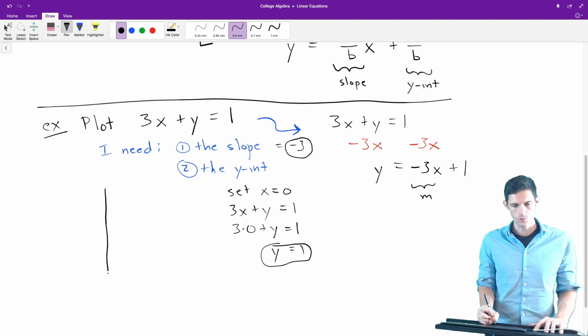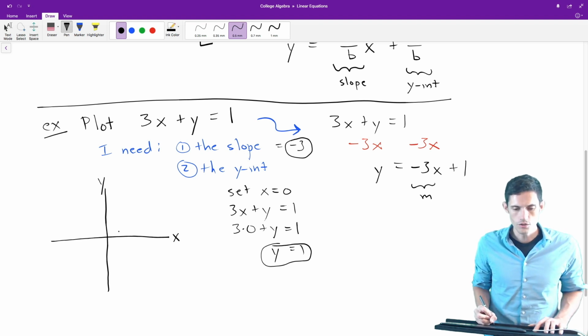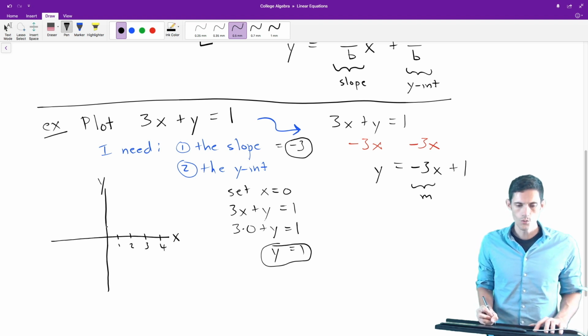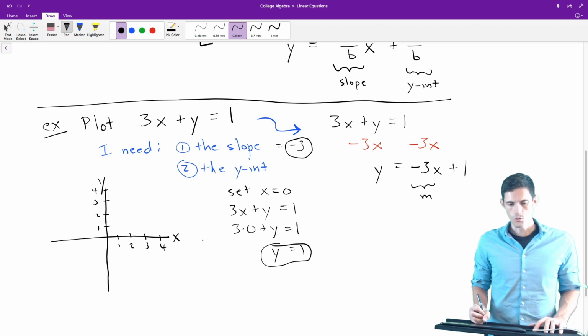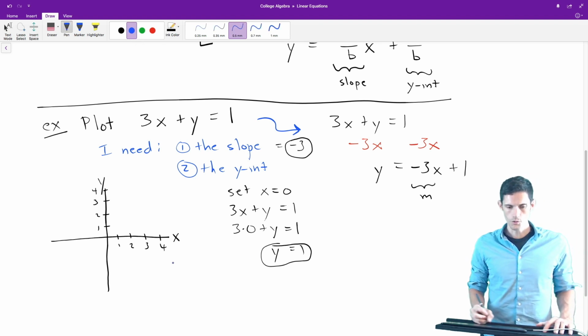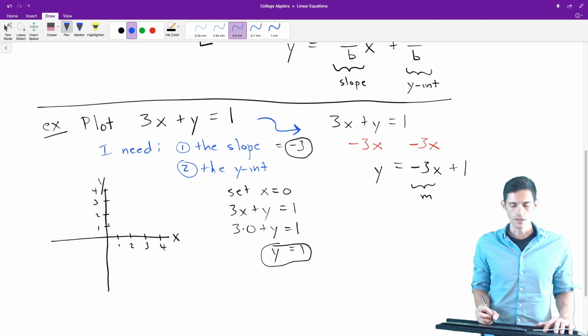So let's get some xy axes going here. So there's x and there's y. Let's put a few numbers on this number line. So it starts at 0. Here's 1, 2, 3, and 4. And on the y-axis, 1, 2, 3, and 4. So let's see, the y-intercept is y equals 1. So the line is going to intercept the y-axis at y equals 1. So that's right here.